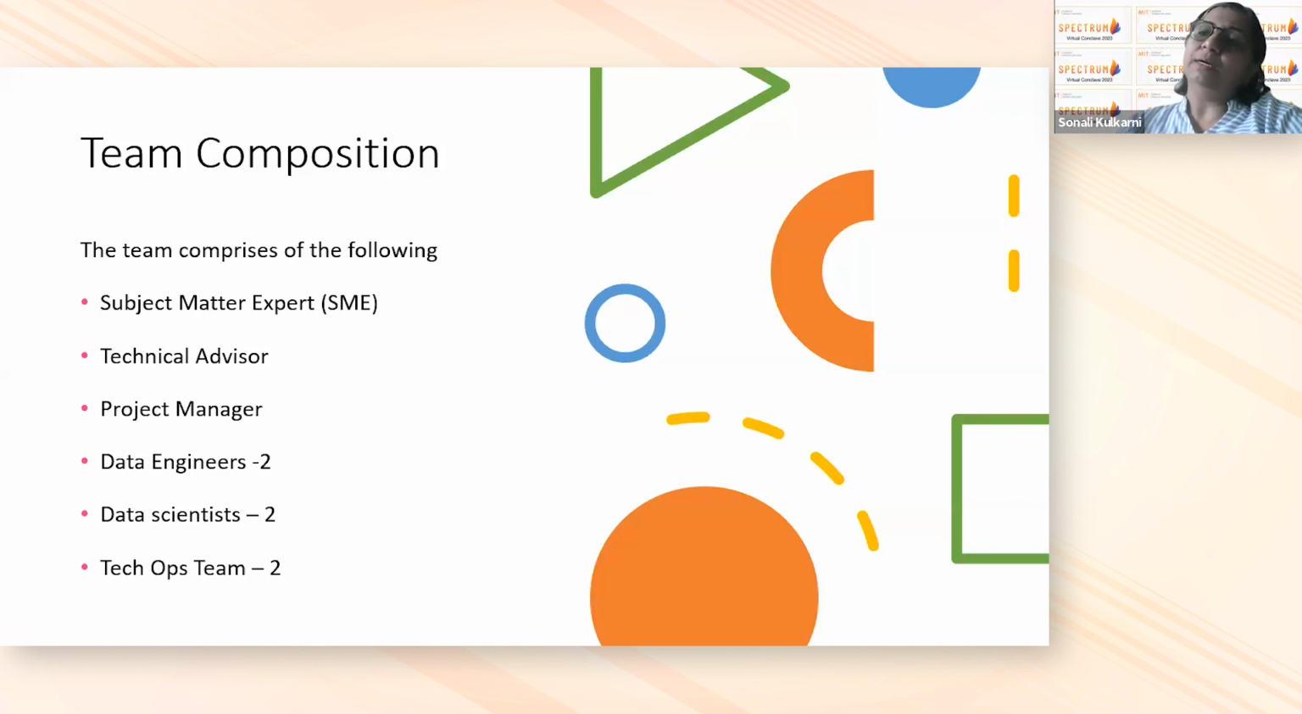Or if you are providing a solution to the hospitality domain, construction domain, agriculture or any other domain, the expertise in that domain is essentially required, which will help us analyze, model and predict the data. So an SME in every industry is required as far as data science and data analytics solutions are concerned. Then technical advisor, project manager, data engineers, data scientists, and tech ops, which is basically the deployment team responsible for deploying the model into the client environment or production. So this was the team primarily responsible for delivering the solution.